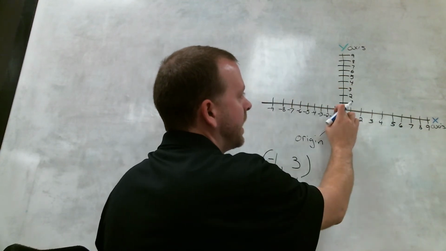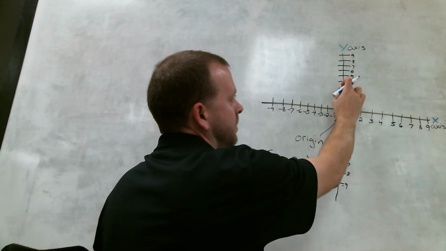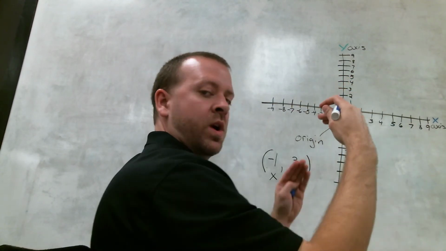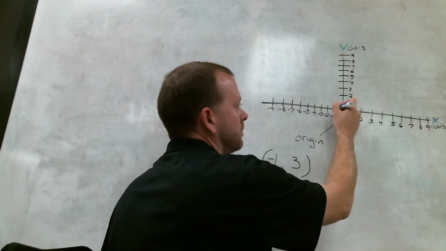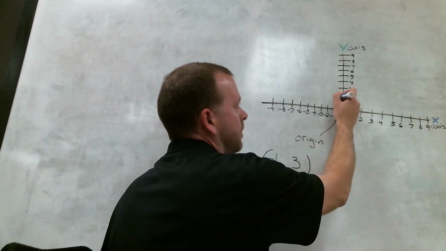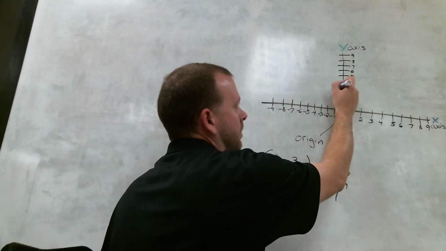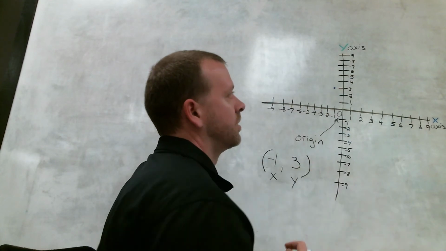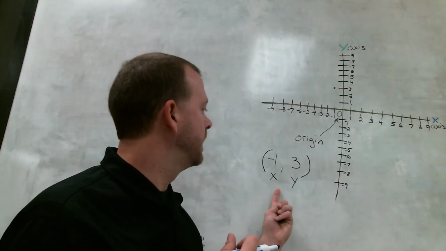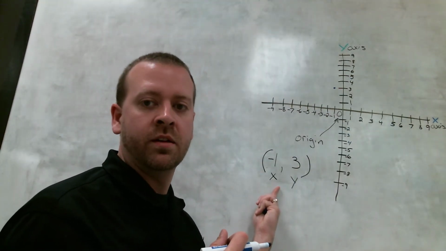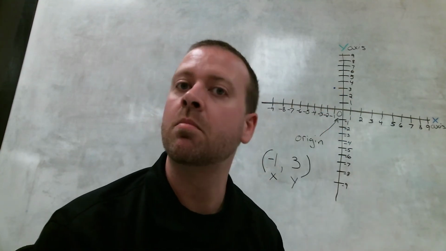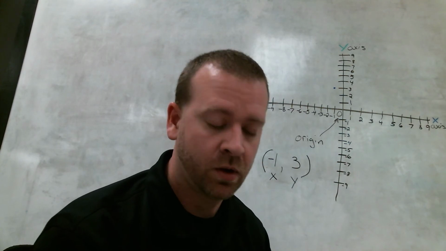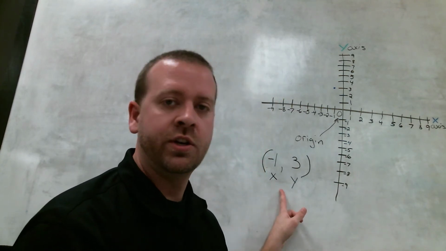So now I know that this one is here, this one is here, and I just have to find where they meet. So I'm going over here, -1 for our x-axis, and then up 3, and there's our point. Okay? This ordered pair of -1, 3 would be right there on the coordinate plane. Pretty easy, huh?